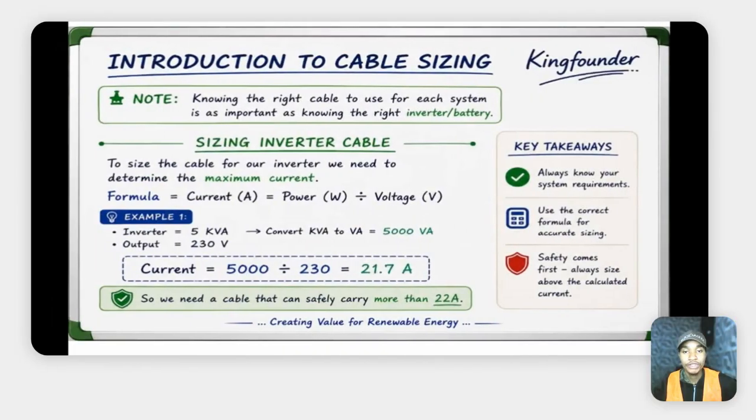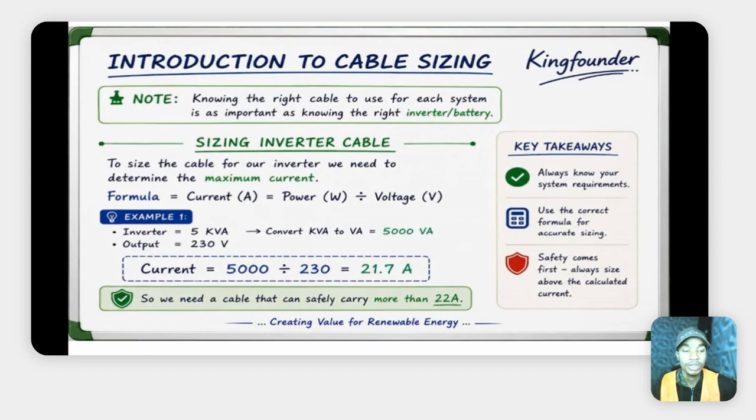So moving on to the next lesson, looking at introduction to cable sizing. I was saying that knowing the right cable to use for each system is as important as knowing the right inverter or the right battery to use. Now, when sizing our inverter cable, we need to determine the maximum current. How we can simply do that is, the formula is power divided by voltage. So the formula for determining the maximum current is to divide power by voltage.